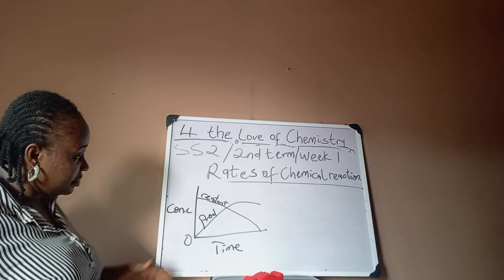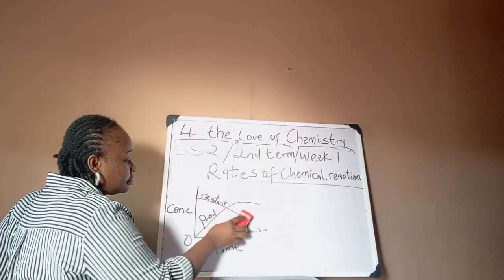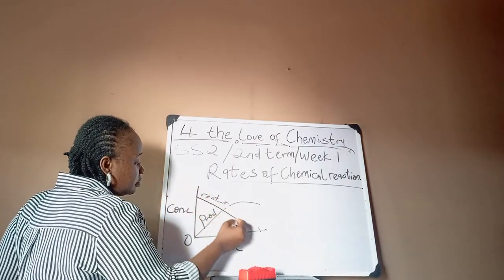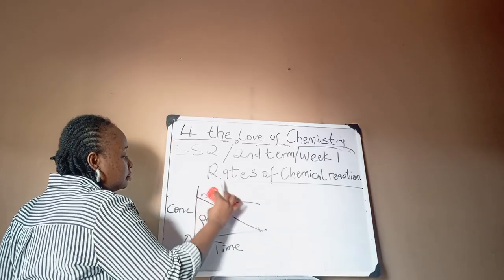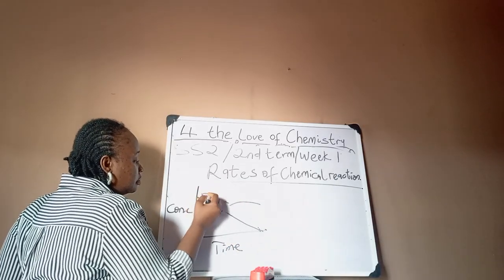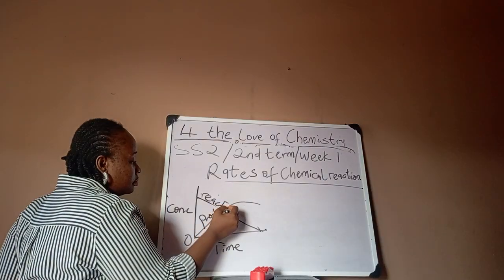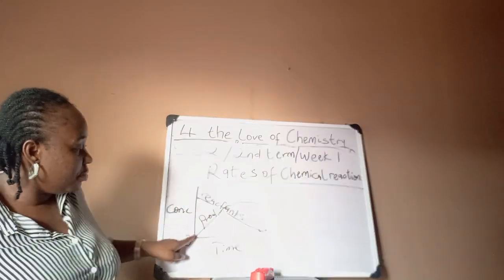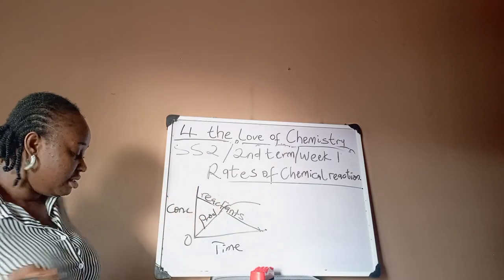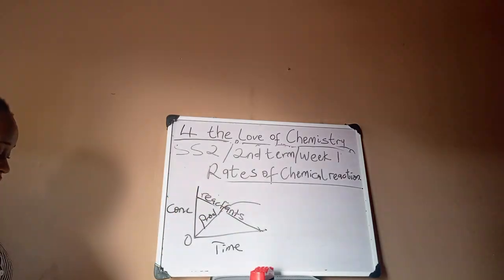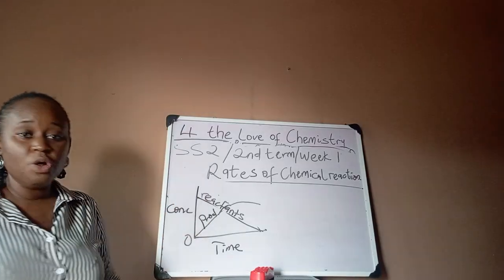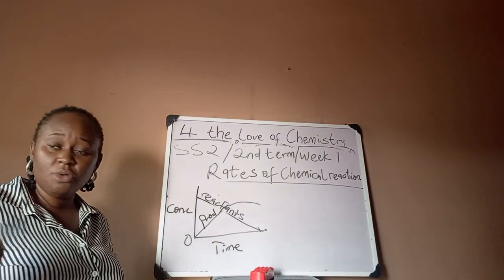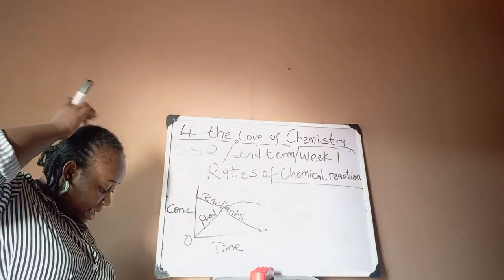Is it making sense now? So as time is going, the product is increasing while the reactant is decreasing. And the rate of reaction is directly proportional to the quantity of the reactants. Okay? Alright. So if the reactant is much, the rate of the reaction is high.